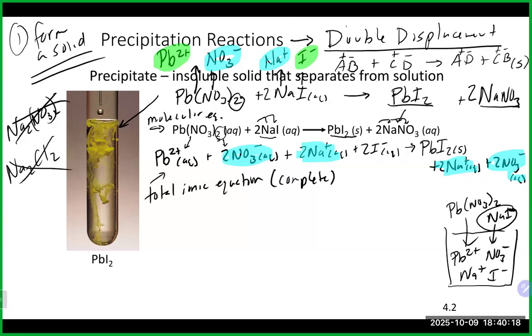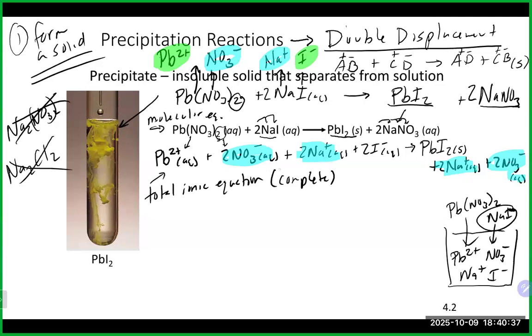So on the left, there are 2 nitrates. On the right, there are 2 nitrates. On the left, there are 2 sodiums. On the right, there are 2 sodiums. They also should be balanced. If you get to this part and you have 1 sodium on the left and 2 on the right, something went wrong with your balancing. They should be the same.